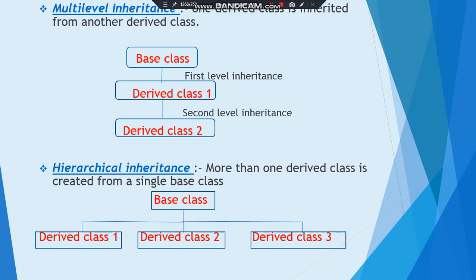Now hierarchical inheritance. More than one derived class is created from a single base class. Here we can see that there is one base class and derived class 1, derived class 2, derived class 3. These three derived classes are created from a single base class.